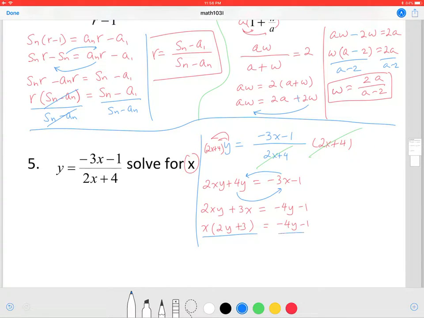And now divide both sides by 2y plus 3. Those two will cancel out, and I'm done. x is equal to negative 4y minus 1 over 2y plus 3. That's it for this problem, and that's it.